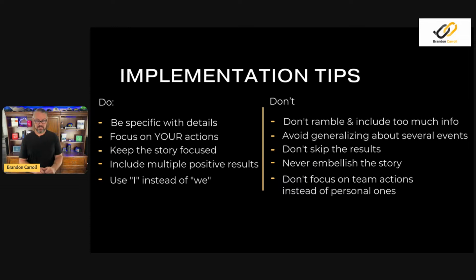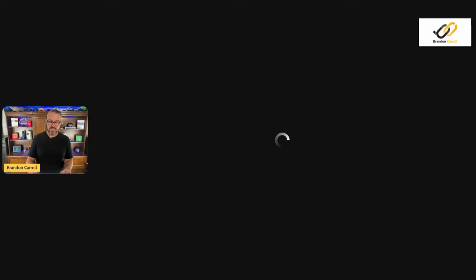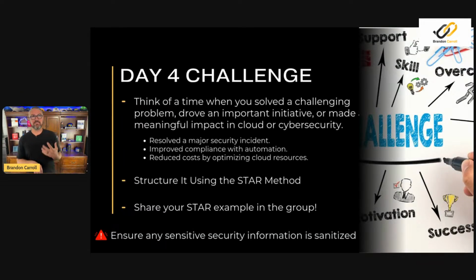Let's talk about our challenge for today. All right. Our challenge for today is to think of a time when you solved a problem that was tough, or a time when you were driving an initiative that was really important, or something that you did that made an impact. There's a couple examples here. Maybe you resolved a security incident. Maybe you improved compliance by setting up some automation. But whatever it was, think of that situation and then structure that story using the STAR method. And then share that with the group.